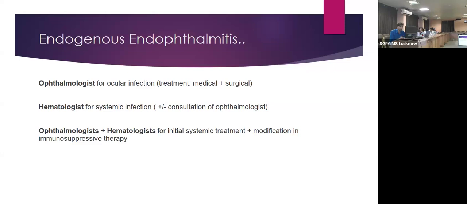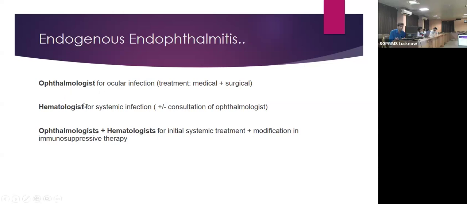The ophthalmologist cares for the ocular infection by medical and surgical means. As you see, many times endophthalmitis is present, but no other problem is seen in the patient. There is no other focus identified. There is no bacteremia. There is no fungemia. So when we report that the patient has endophthalmitis, then the hematologist also comes into the role, because the eye infection has come through the bloodstream from other structures in the body. And it is the job of the hematologist to search and identify those loci or locus from where this infection has come through the bloodstream into the eyes.